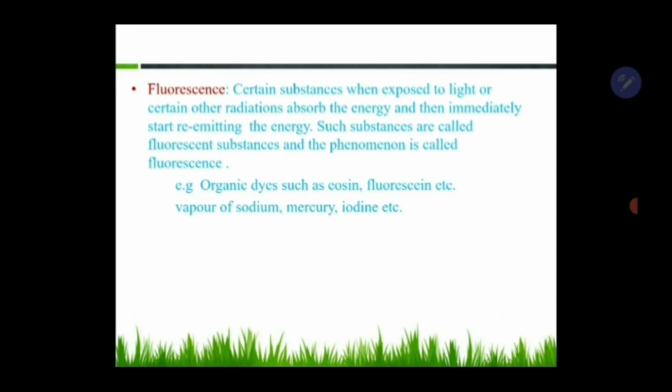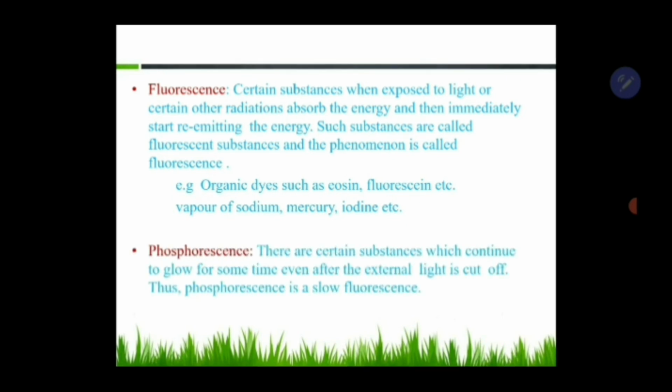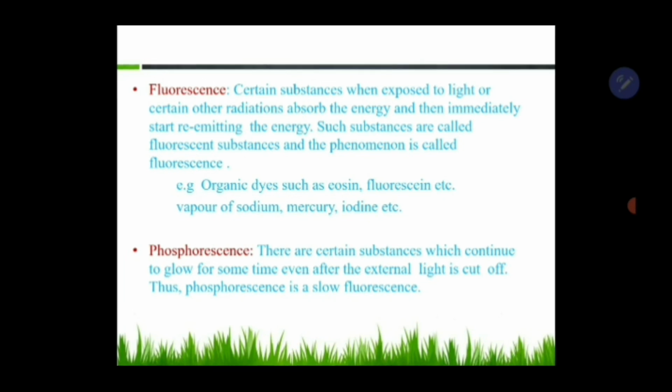Examples are organic dyes such as eosin, fluorescein, etc., and vapors of sodium, mercury, iodine, etc. The other luminescence is phosphorescence, where certain substances continue to glow for some more time even after the external light is cut off. Thus phosphorescence is a slow process compared to fluorescence, or it could be told as slow fluorescence.